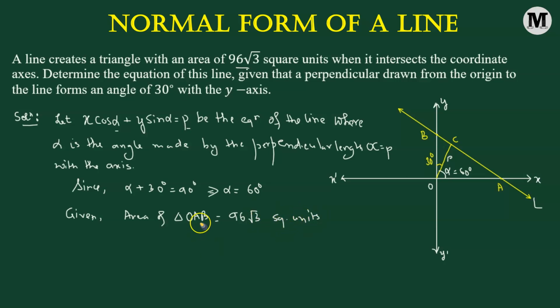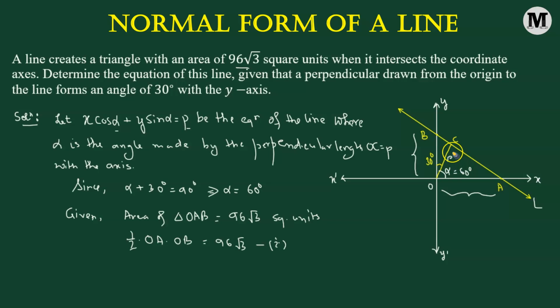Now what is the area of triangle OAB? We know that's simply given by half times the base. Here the base is going to be the x-intercept, which is OA, times the altitude, which is simply going to be the y-intercept, OB. So we have half times OA times OB equals 96 times square root of 3. Let's keep this aside for the time being and label it as equation number 1. Now we will try to figure out the values of OA and OB in the next step.